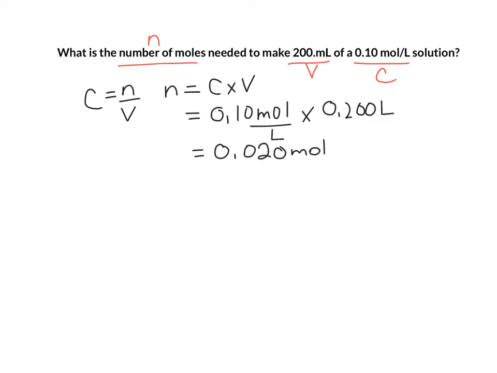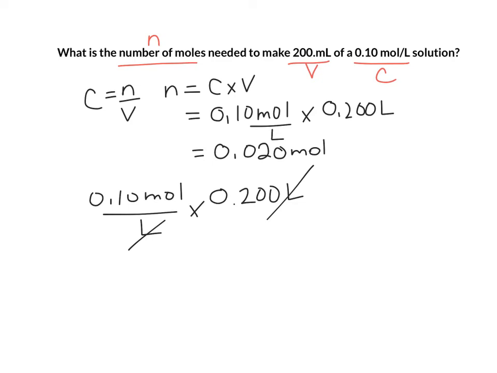If you were going to do dimensional analysis, you just take the concentration because moles are on top, and you're going to cancel what's on the bottom, liters. There you go. So if I wanted to make just 200 milliliters of this solution, I would just need 0.02 moles of the substance.